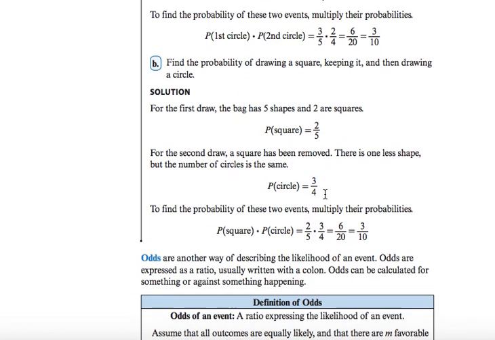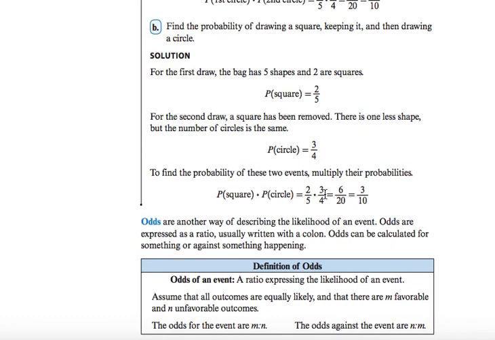In letter B, find the probability of drawing a square, keeping it, and then drawing a circle. Same scenario. You've got a bag that has 5 shapes. In those shapes, 2 of them are squares, 3 of them are circles. So let's figure out the probability for a square. Notice how they put this little parenthesis here and it tells you what you're looking for. 2 of the 5 are squares, so you get a probability of 2 out of 5. The 2 is the desired outcome over the total, so 2 out of 5.